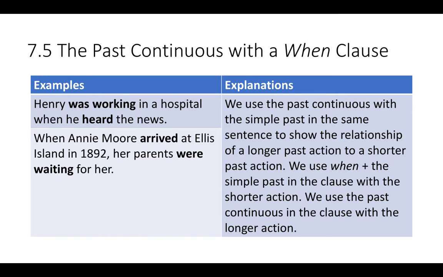A clause has its own subject and its own verb, and then it's put into a longer sentence. So when I look at this, I've got two clauses. Henry was working in a hospital is a complete sentence. Here's another clause, when he heard the news. He heard the news. Here's your subject and your verb. Here's another subject and a verb. And what's happening here is you've got past progressive here and simple past here.